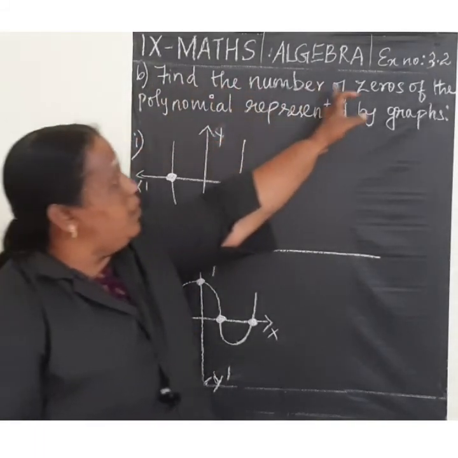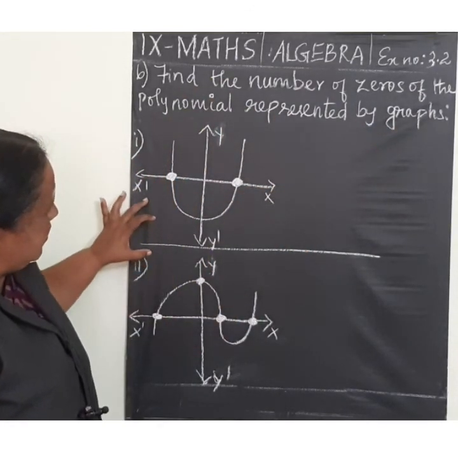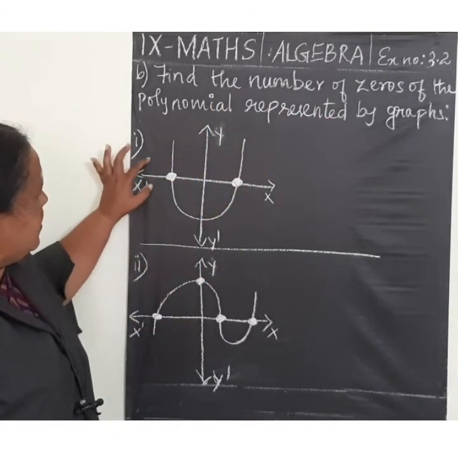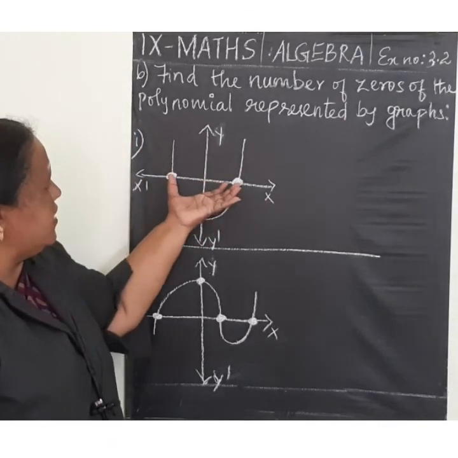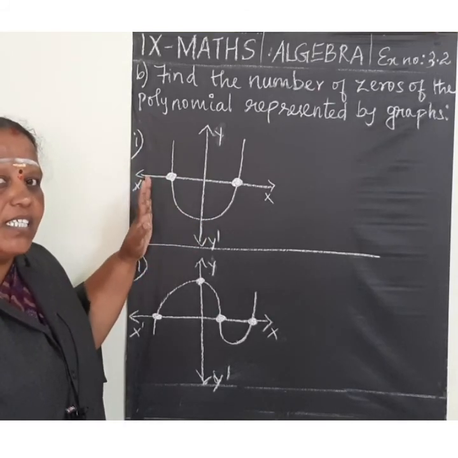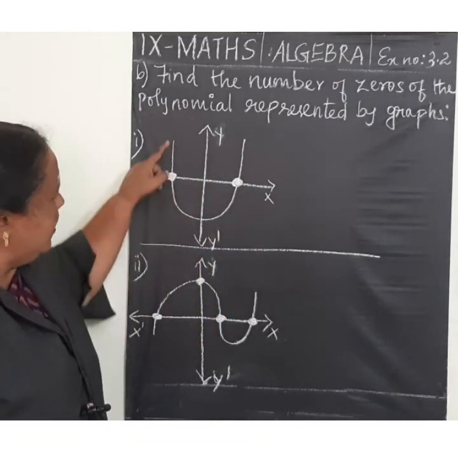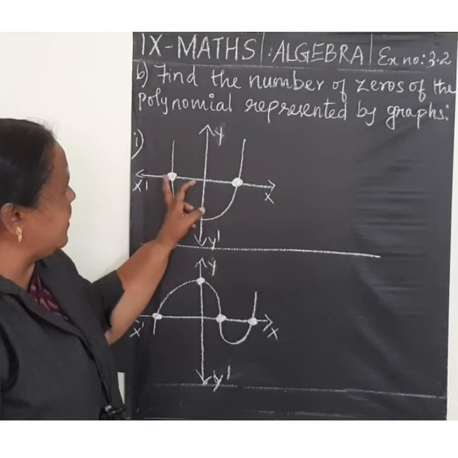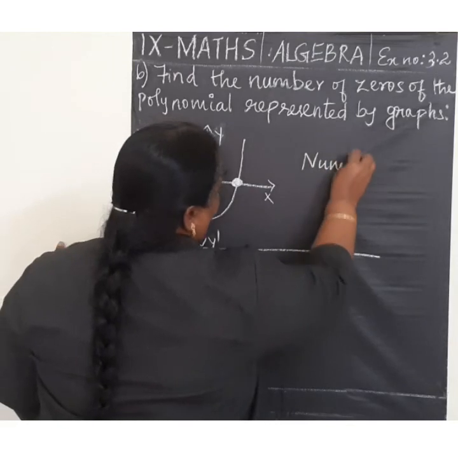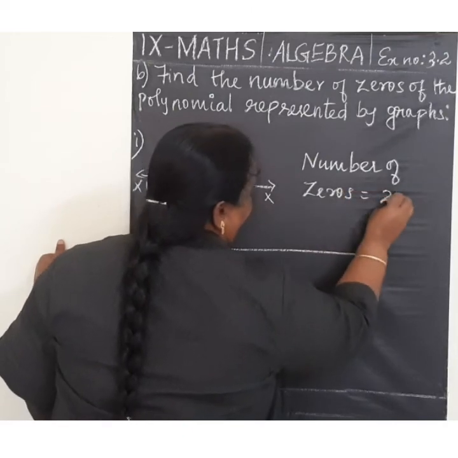Sixth question, find the number of zeros of the polynomial represented by graphs. Here graphs are given. By seeing this graph you have to find how many zeros there are. First we see where the curve touches the x-axis, and how many times it touches the x-axis, that many zeros are there. Here in the first one the curve touches the x-axis at 2 points. So the number of zeros is equal to 2.